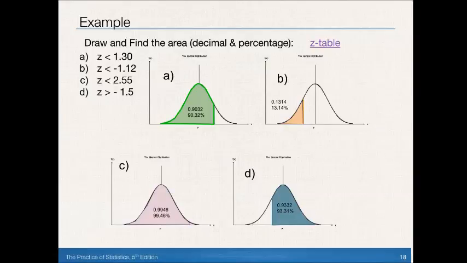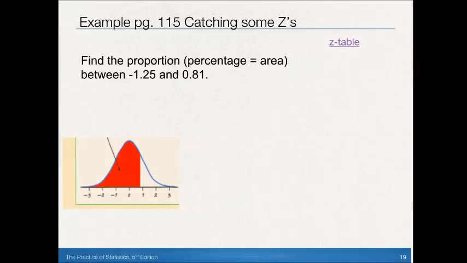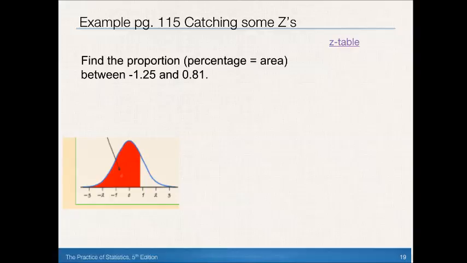Okay, let's take a look back in your book, page 115, an example on that page called Catching Some Z's. The problem is to find the proportion of observations from a standard normal distribution that are between negative 1.25 and 0.81. Okay, so the first thing I'm going to do is draw the 0.81, estimate it, and shade it to the left.